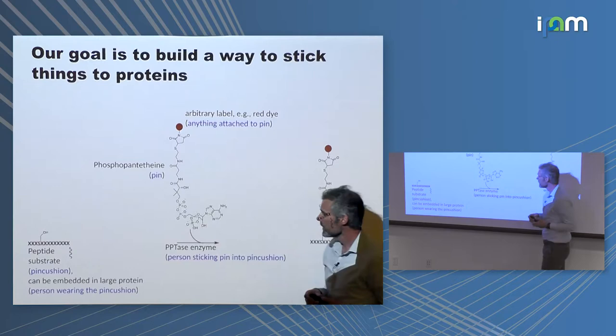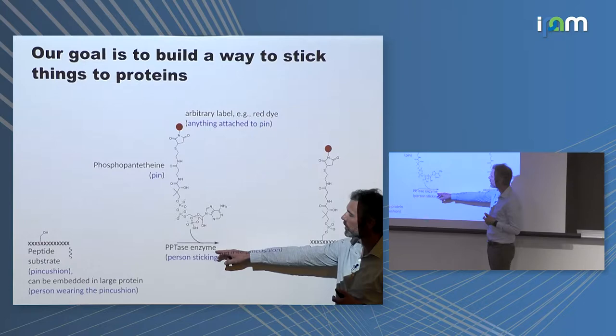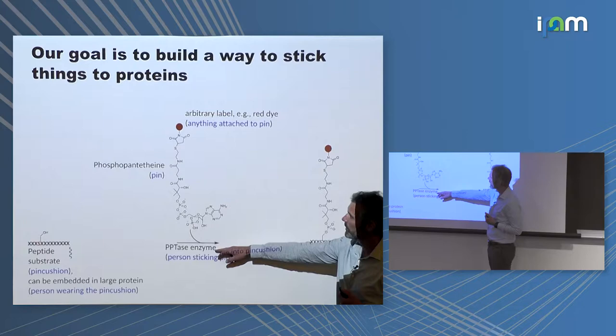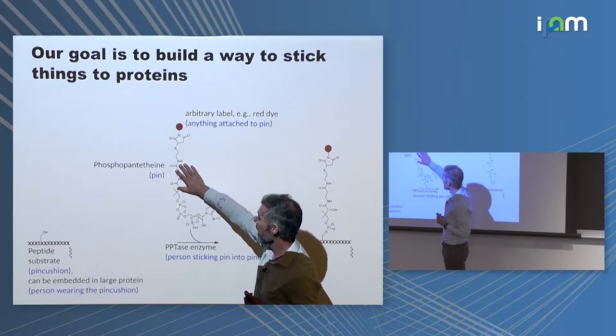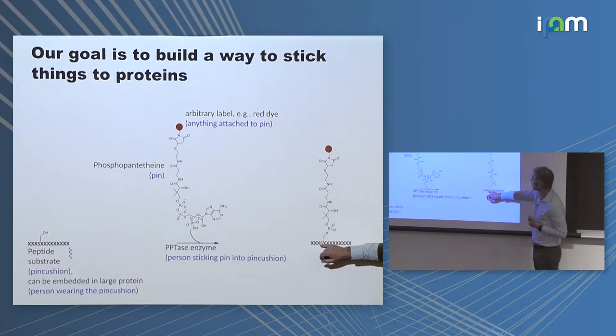Then I have an enzyme which occurs in a large number of organisms. It's actually a class of enzymes called phosphopantetheinyl transferases, PPTases. And what these enzymes do is they catalyze a chemical reaction in which this, which is called phosphopantetheine, is attached to that serine residue so that it sticks off the side of the peptide.